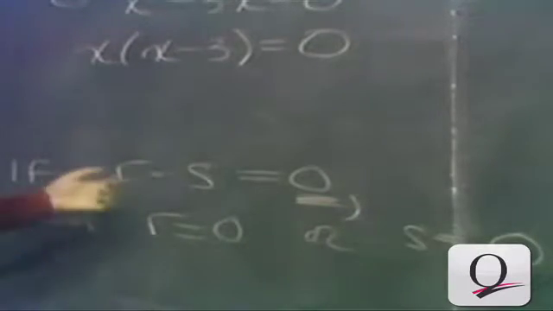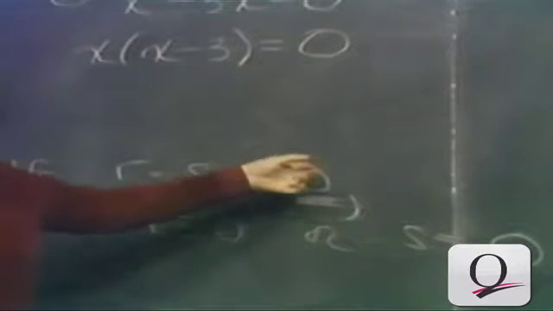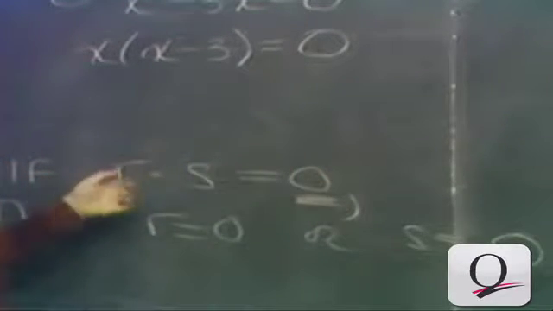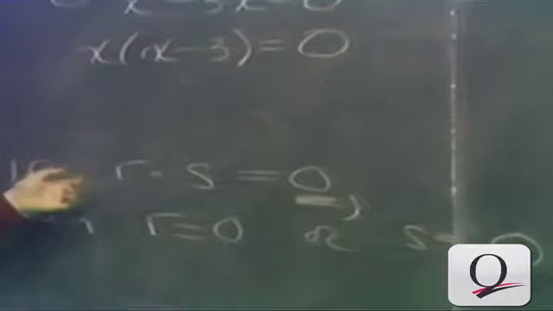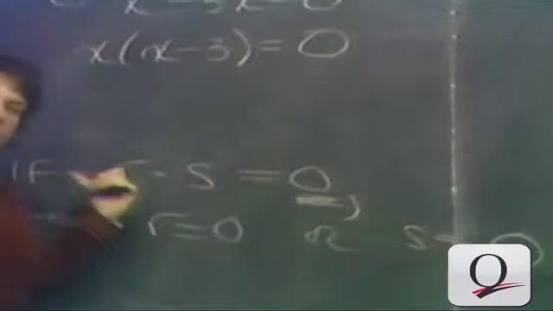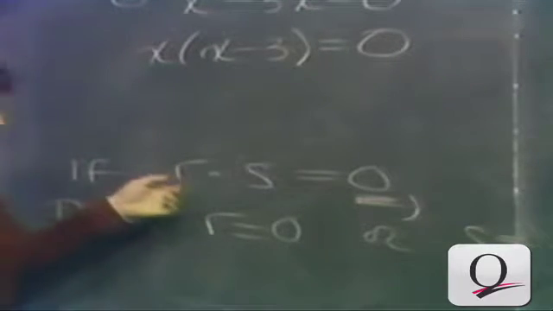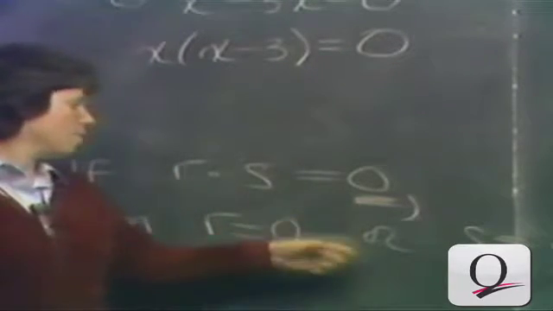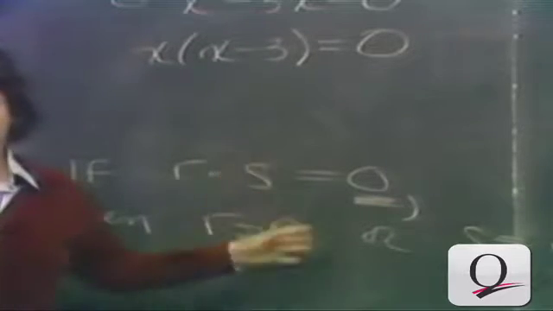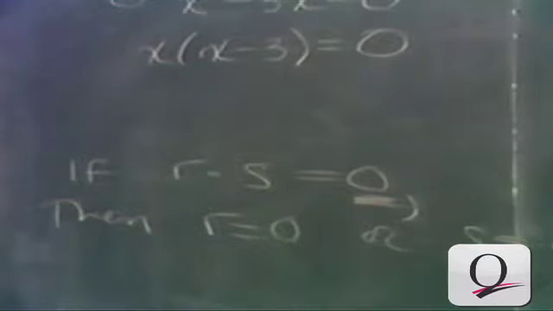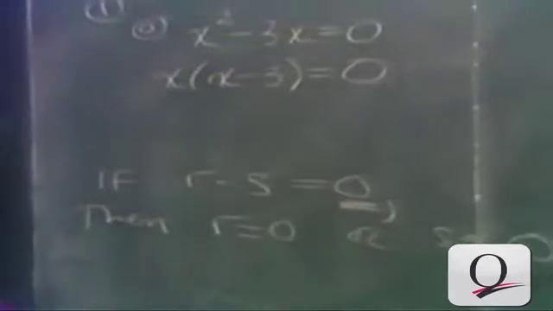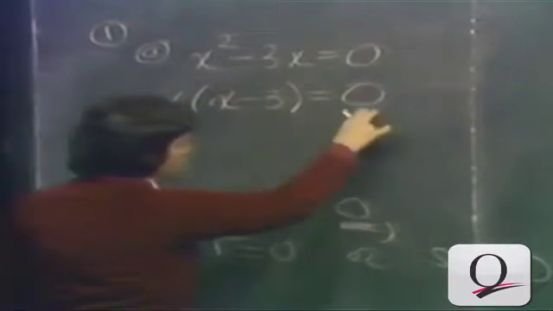For example, if the product of two numbers is equal to 12, I really don't have any definitive information about the numbers. Maybe one is 4, maybe one is 3, maybe one is 6, maybe one is 2. I don't know for sure anything. But if the product of two numbers is 0, then for sure either r equals 0, the first one is 0, or the second one is 0, possibly both. That's the whole beauty of having the 0 over here.